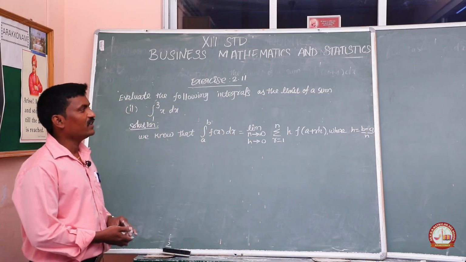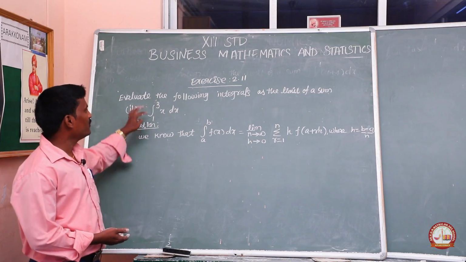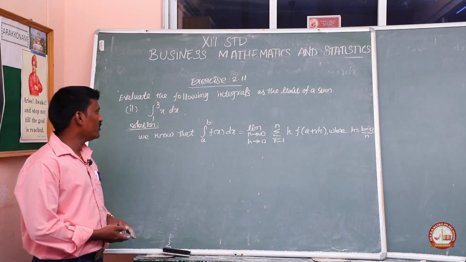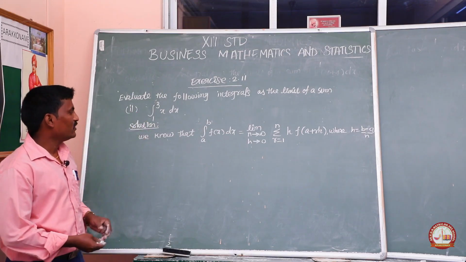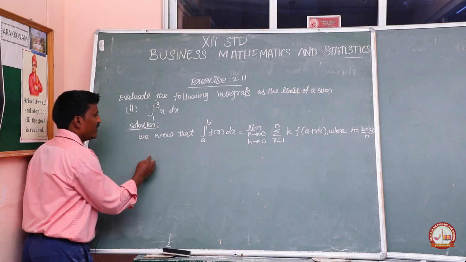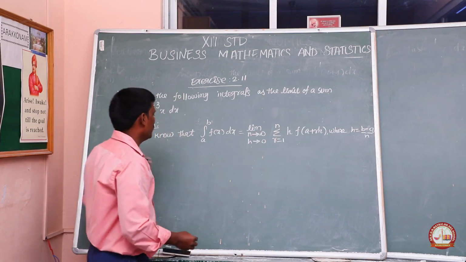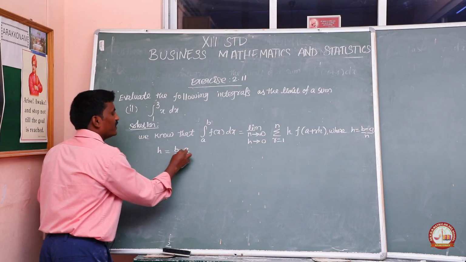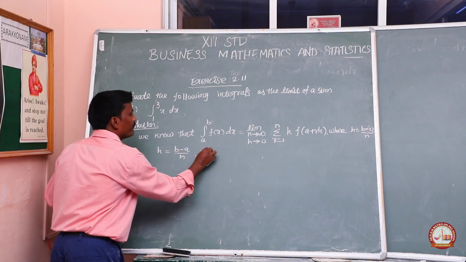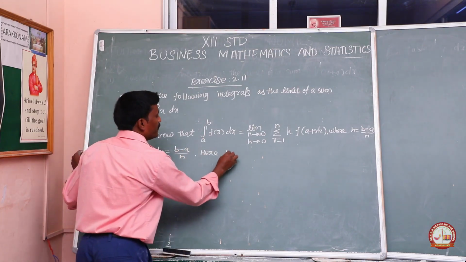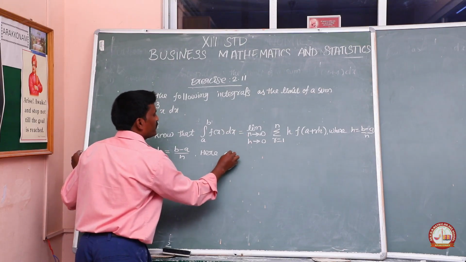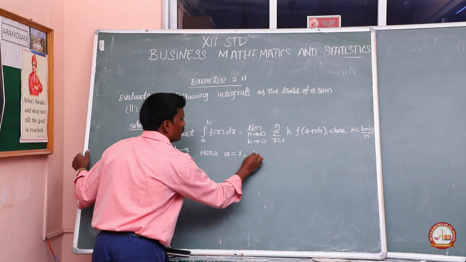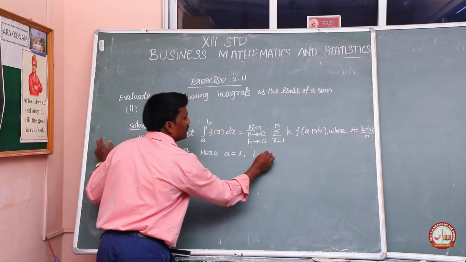Here b equal to upper limit value. Here upper limit value is 3. Next one, the value of a is lower limit value. The value of a is 1. Next one, first to find h. h equal to formula b minus a by n. Here lower limit value is 1, here a equal to 1. Next, the upper limit value b equal to 3.